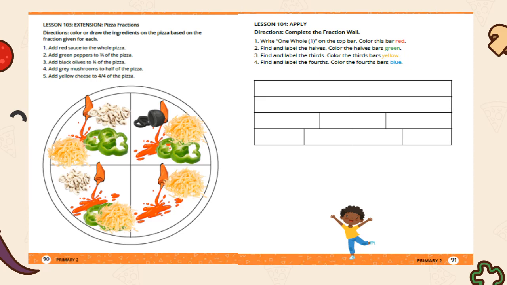Next page, complete the fraction wall. Number 1, write one whole on the top part in red. We put one whole. Number 2, find and label halves in green: half and half in green. Number 3, find and label the thirds in yellow: 3/3. Number 4, find and label the fourths in blue: 4/4.